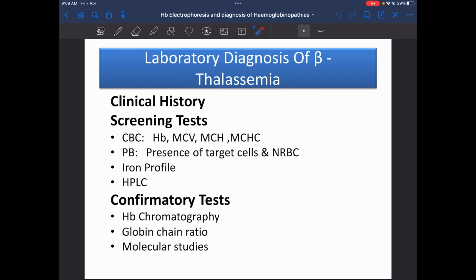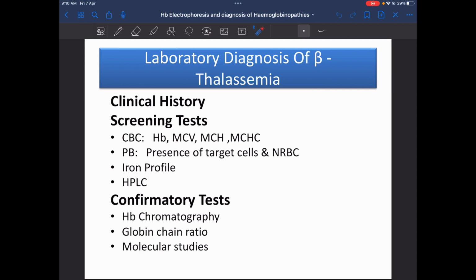For screening, we have CBC. You're going to look at the hemoglobin, which is going to be low. The MCV is going to be low. MCH, MCHC, it's all going to be low because the patient has hypochromic microcytic anemia. Looking at the peripheral blood smear, there will be target cells, NRBCs (nucleated red blood cells), and hemoglobin inclusion bodies, for example, anisocytosis, and poikilocytosis.